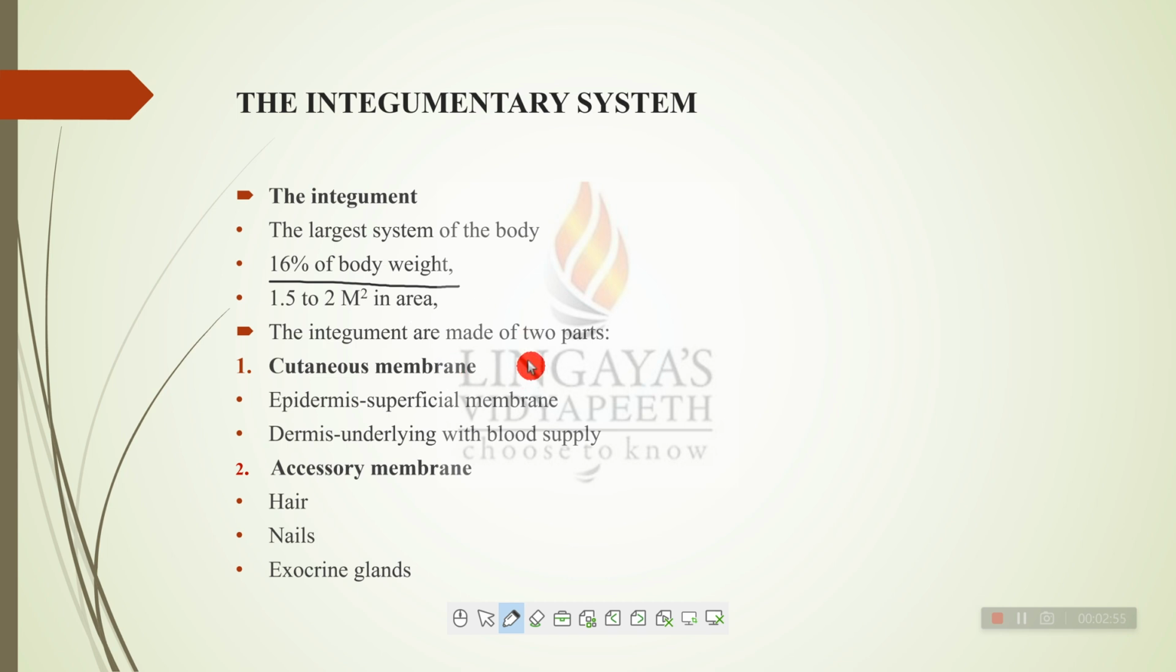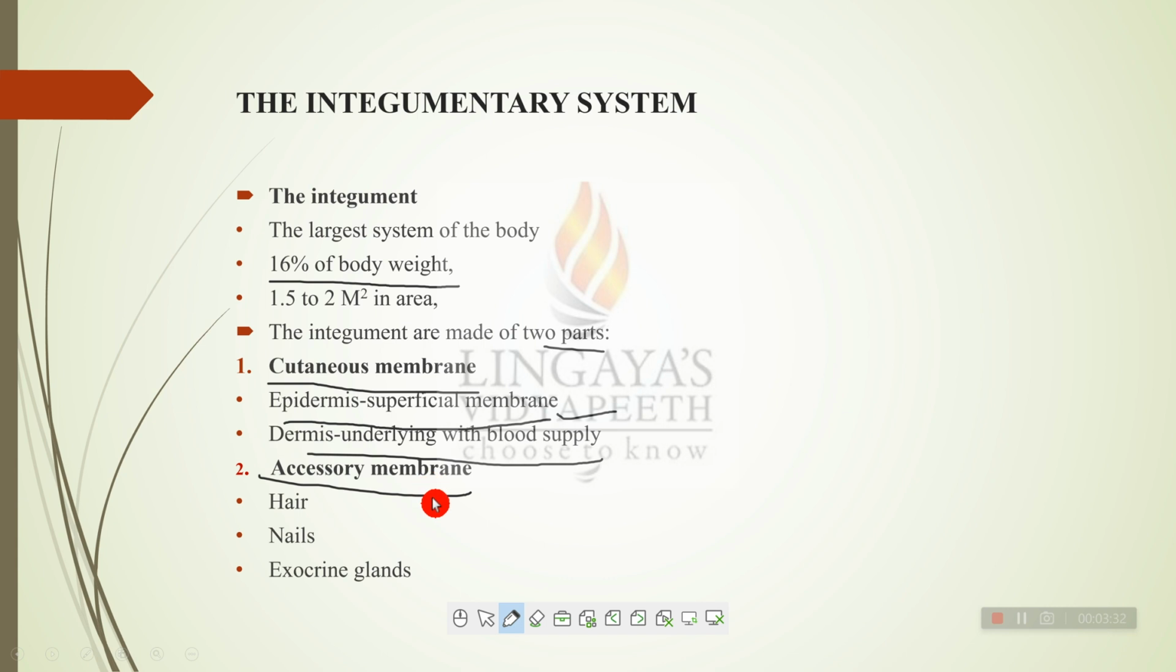It consists of two parts. Here you can see the cutaneous membrane and the accessory membranes. The cutaneous membrane consists of the epidermis, the superficial membrane, and the dermis underlying it with blood supply. The superficial membrane is what you can see at the outer layer of the skin. And the dermis lies beneath the epidermis, with the blood supply, which also contains capillaries, veins, etc.